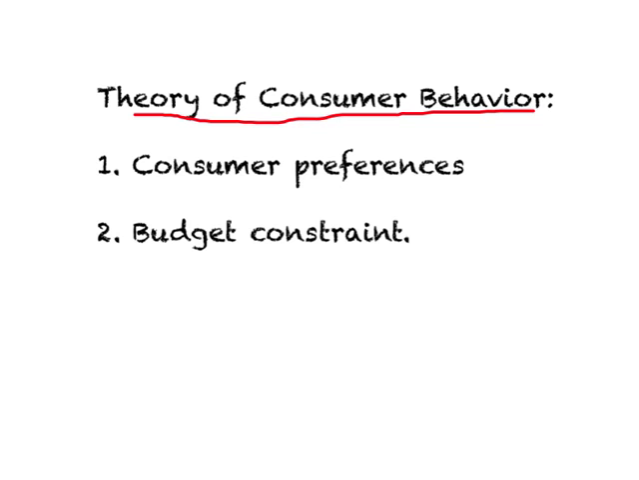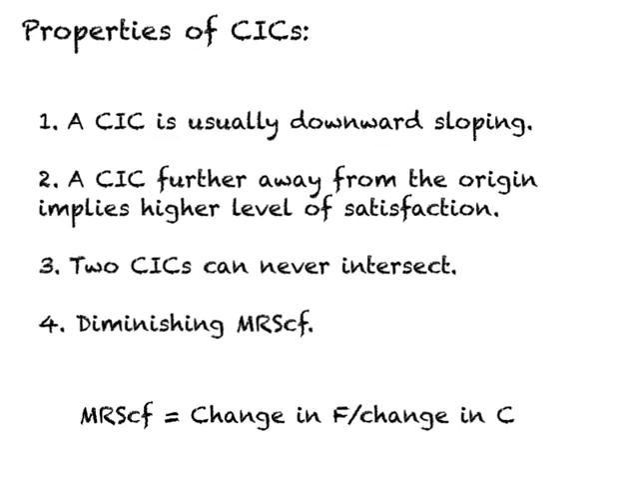In order to determine actual consumption choices, we need two pieces of information. One is about consumer preferences, and this is something we have studied through community indifference curves. And the second thing we need is the financial information, or the budget constraint. Once we have these two bits of information, we can figure out how many units of clothing and how many units of food will be consumed within a country.